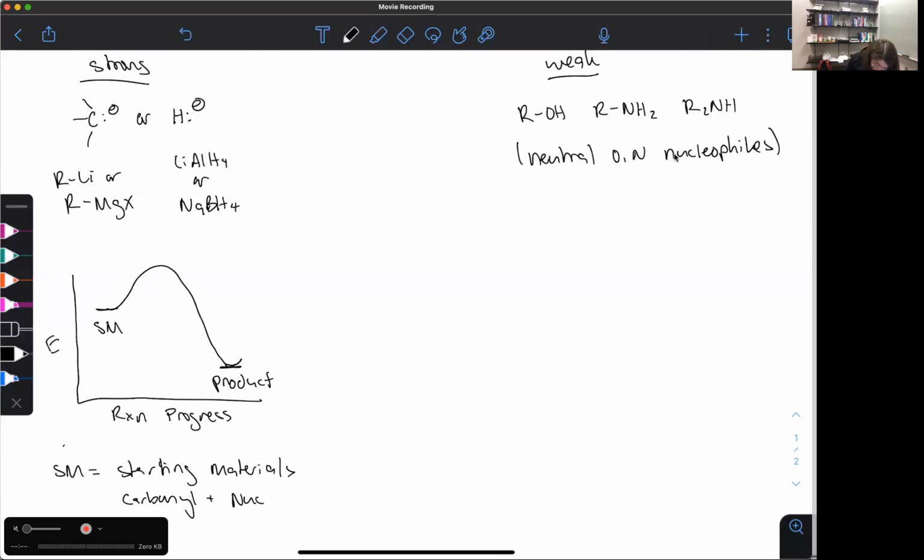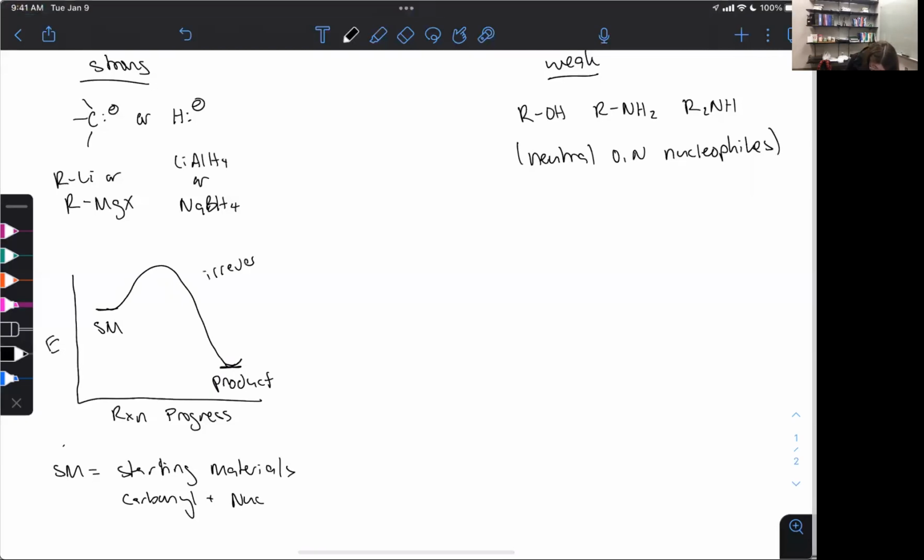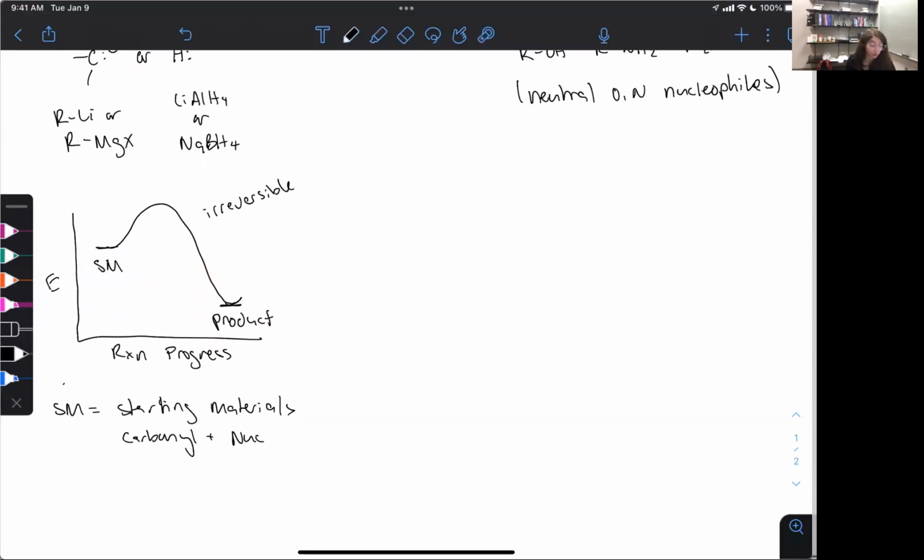Okay, so this is irreversible. Because when we get to that product stage, yes, we had enough energy of activation to get through this energy hill, but we don't have enough to get through that energy hill if we were trying to go that direction, going from products to starting materials. So if this is irreversible, we can't go backwards.